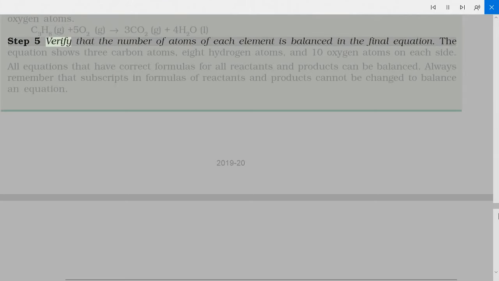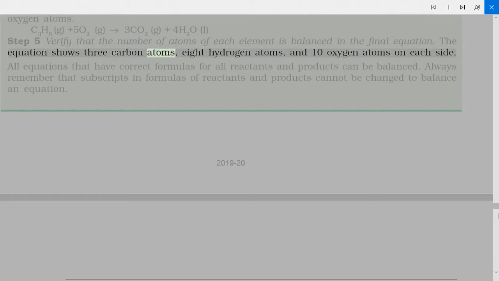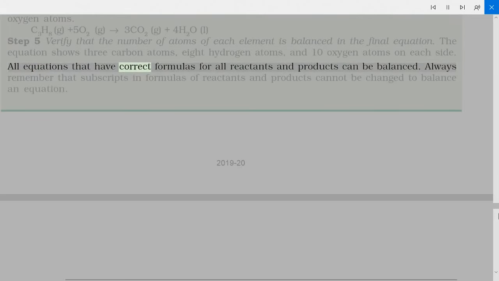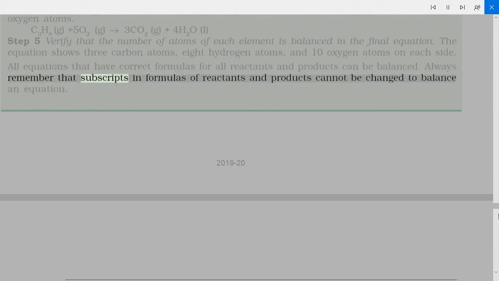Step 5. Verify that the number of atoms of each element is balanced in the final equation. The equation shows 3 carbon atoms, 8 hydrogen atoms, and 10 oxygen atoms on each side. All equations that have correct formulas for all reactants and products can be balanced. Always remember that subscripts in formulas of reactants and products cannot be changed to balance an equation.